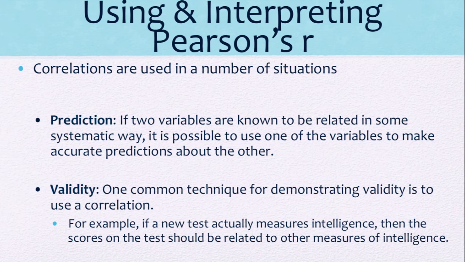Also, validity. One common technique for demonstrating validity is to use a correlation. For example, if a new test actually measures intelligence, then the scores on the new test should be related to other measures of intelligence, right? If this indeed measures what we think it's going to measure, then they should be related.